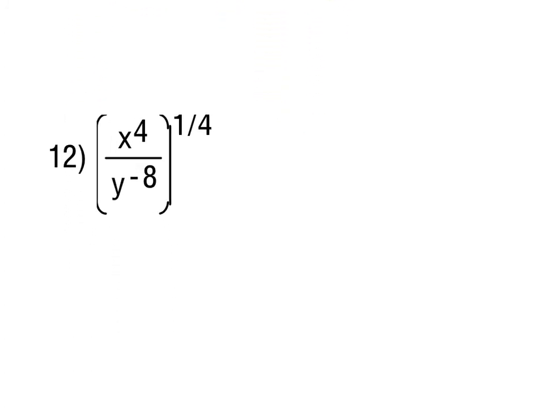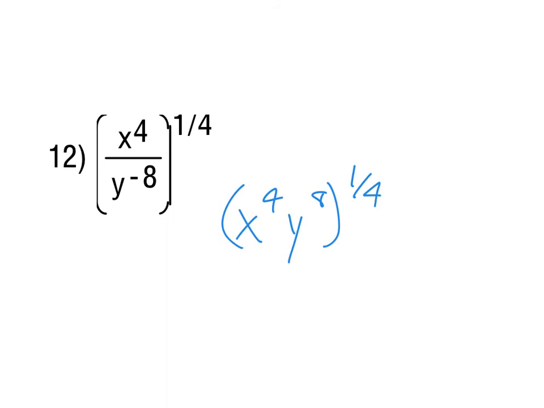Looking at number 12, we've got a fraction to the 1/4 power. Notice though that y to the negative 8th is in the denominator. So in this case, I would probably choose to use that negative exponent property to bring that y to the 8th up to the numerator, and then just take that product to the 1/4 power.